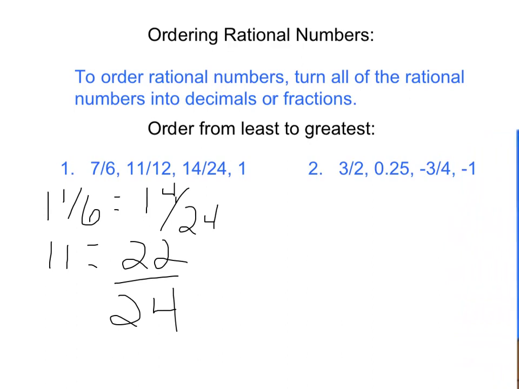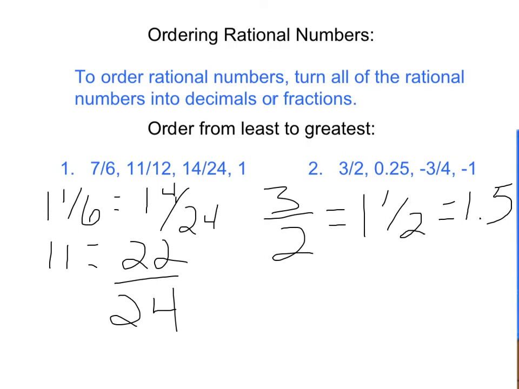In our last example, we have a mixture of decimals and fractions. You can turn all of the numbers into either decimals or fractions first and then compare them. Either way is perfectly acceptable and fairly easy to do. I'm going to turn all of them into decimals. 3/2 I first want to turn into the mixed number 1 1/2. 1 1/2 as a decimal is 1.5.